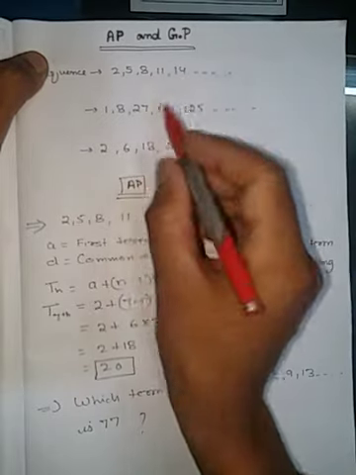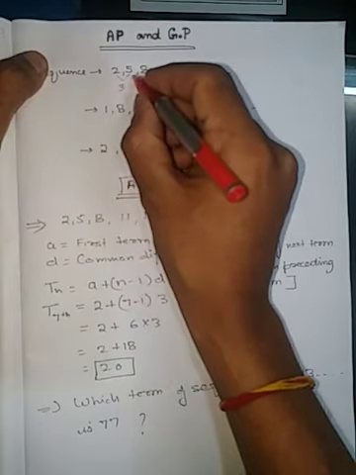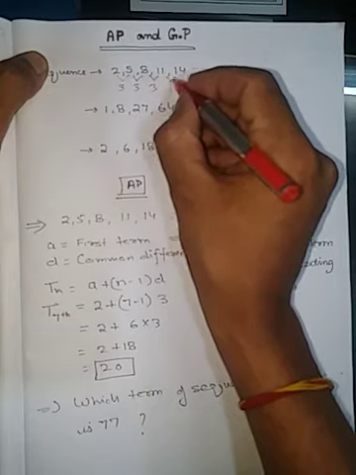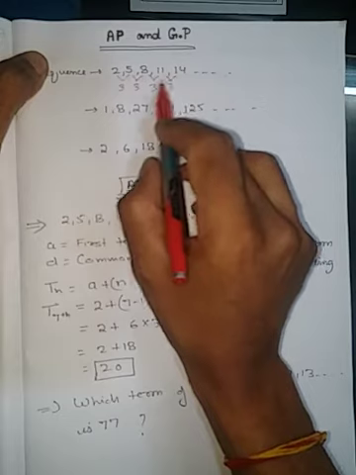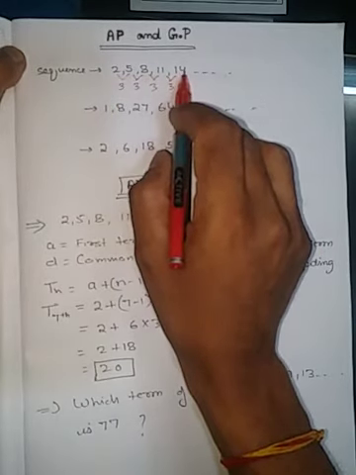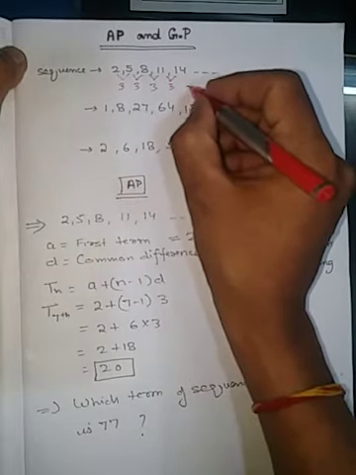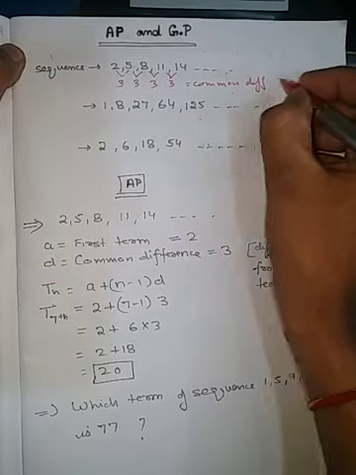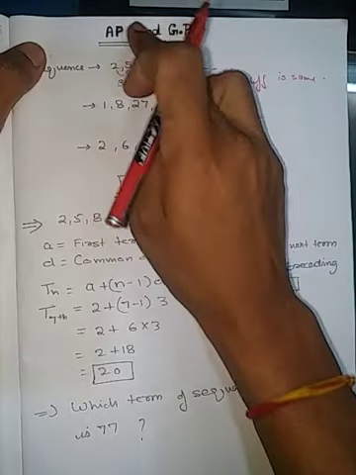What type of relation? Like in this case, you can see the difference between 5 and 2 is 3. The difference between 8 and 5 is 3. The difference between this and this is 3. So if the difference between all the consecutive numbers is the same, then they are said to be following a specific relation. In this case, the common difference between the consecutive numbers is the same. So this is the case of arithmetic progression.